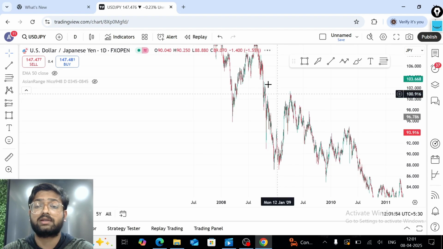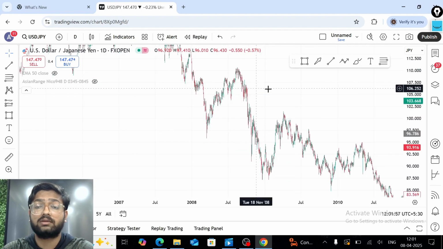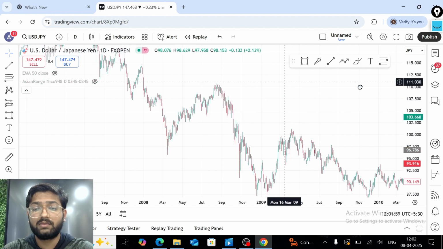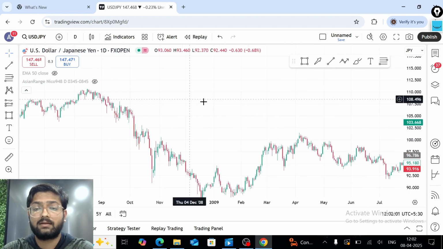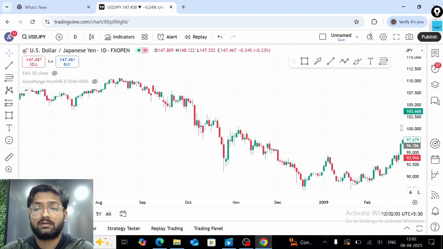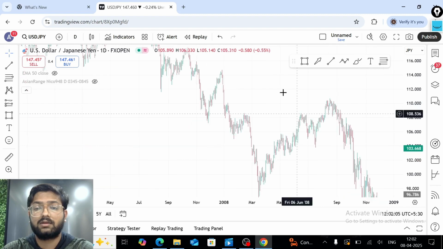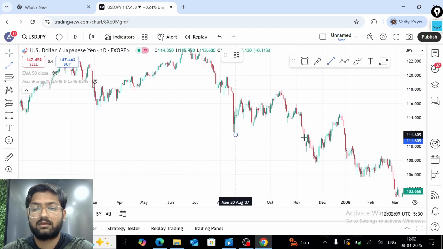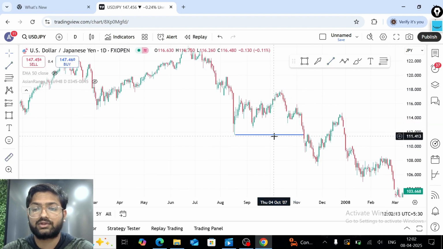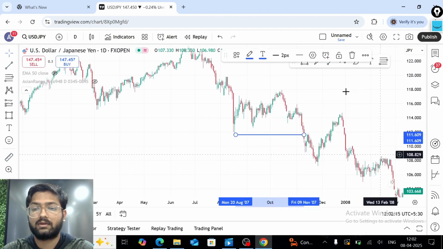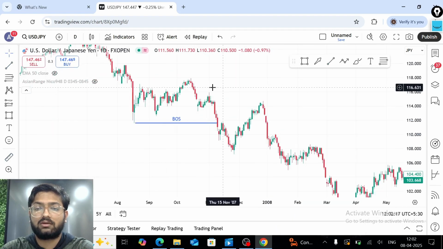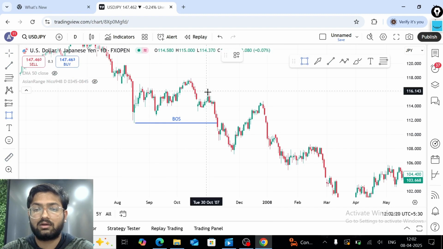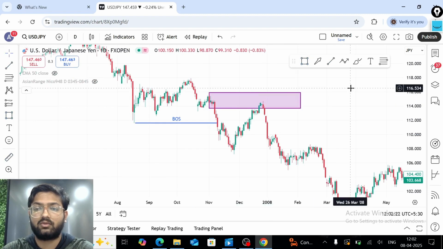So now let's understand how the market structure works in the downtrend. See here, we have a break of structure over here in the downtrend, right? This is a break of structure in the downtrend. So what happened here? Once we got a break of structure, we got a supply zone over here. See, what a perfect, right? See, as soon as the price tapped into the supply zone, the price got reversed, right?